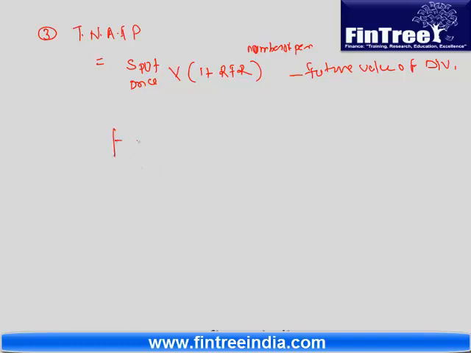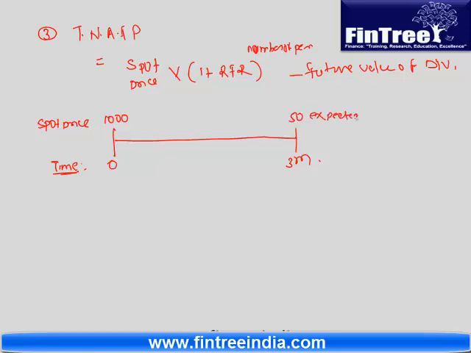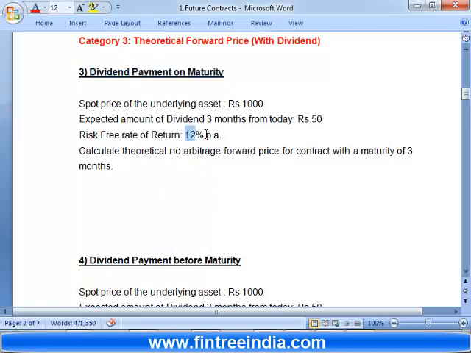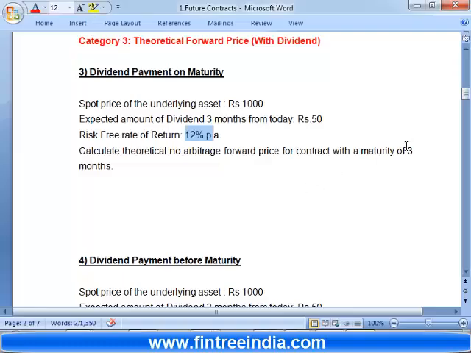Now you can also create a timeline in the exams. This is called a timeline. To depict it graphically, you can say time here. At time 0, and this is time 3 months, spot price as of now is 1000 and rupees 50 is the expected dividend. So simply now put the numbers into the equation. 1000 into 1 plus 12% divided by 4 raised to 4.